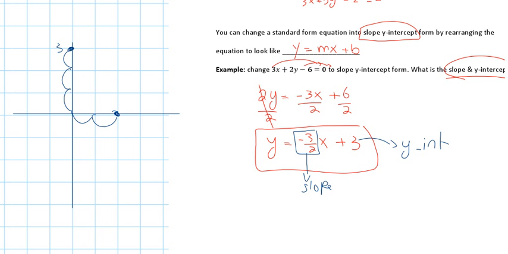I can go another one. Down 3 over 2. If I go another one, down 1, 2, 3, over 1, 2. And that gives me another point. And then I can draw my line. That's it. Okay? So what I did here is I went from what we call the standard format to the slope y-intercept format, because now it's easier for me to graph.